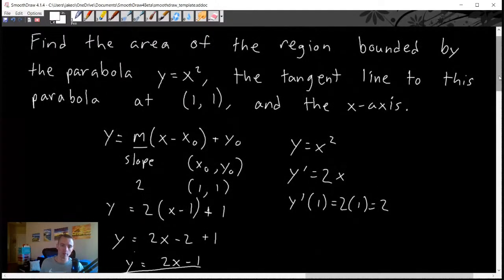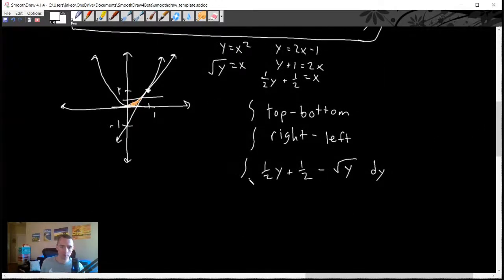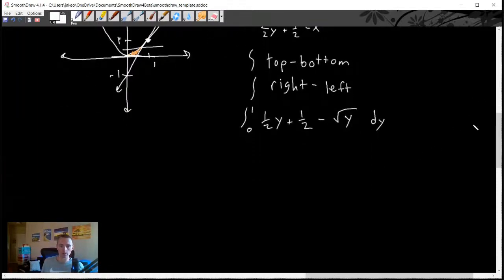So we already know that that point is (1, 1). So basically the y value there is 1. So essentially, the range of y values that we're going through is from y equals 0, the bottom edge, to y equals 1, where these intersect the top edge of our region there. So this is going to be the function that we're going to integrate to find the area between these curves.